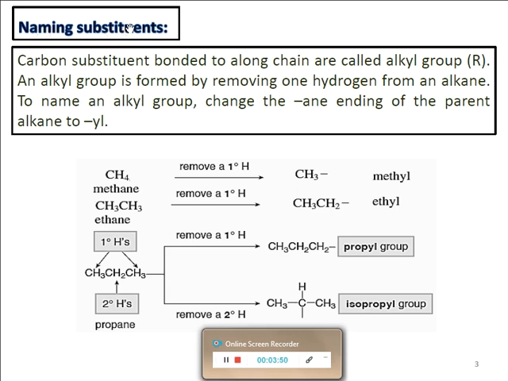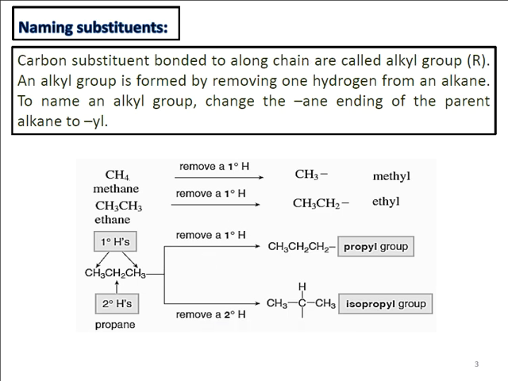Naming substituents. What does substituent mean? Carbon substituents bonded to a long chain are called alkyl groups. What does this mean? If you have a long chain, like ethane, propane, butane, pentane, hexane, heptane, octane, nonane, that is the main chain, the long chain of the compound.